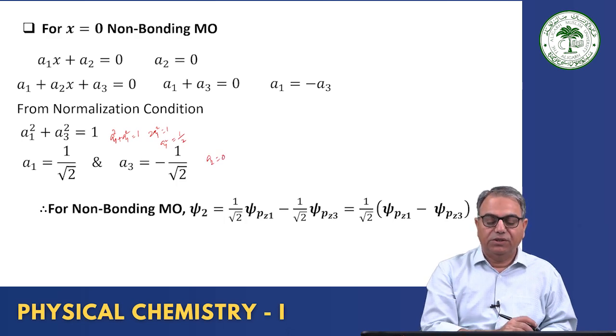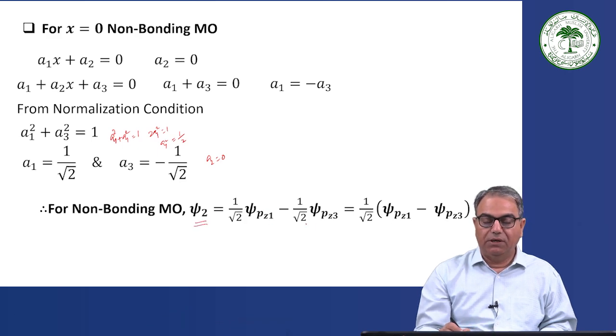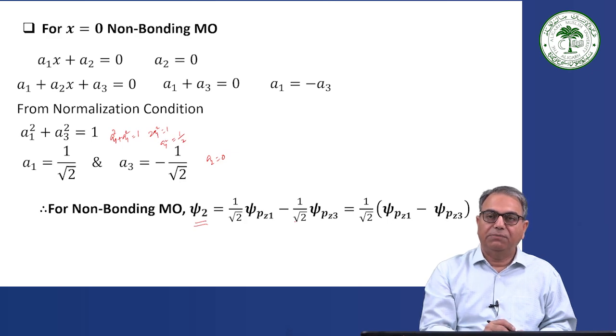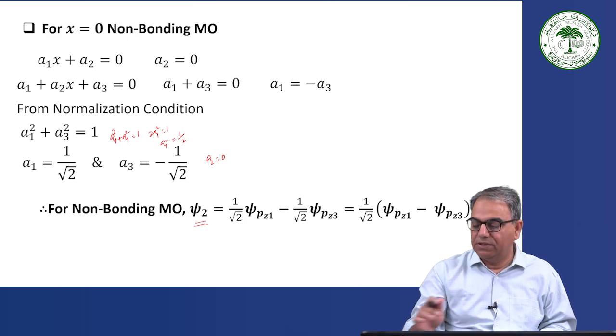So, now the wave functions you can write. The wave function is the same. The only coefficient is changing. So, for the non-bonding molecular orbital, psi 2 you can write as 1 by root 2 psi pz1 minus 1 by root 2 psi pz3. We do not have a psi pz2 contribution here, because a2, the coefficient of psi pz2, is equal to 0. So, for x is equal to 0, we have written the wave functions.